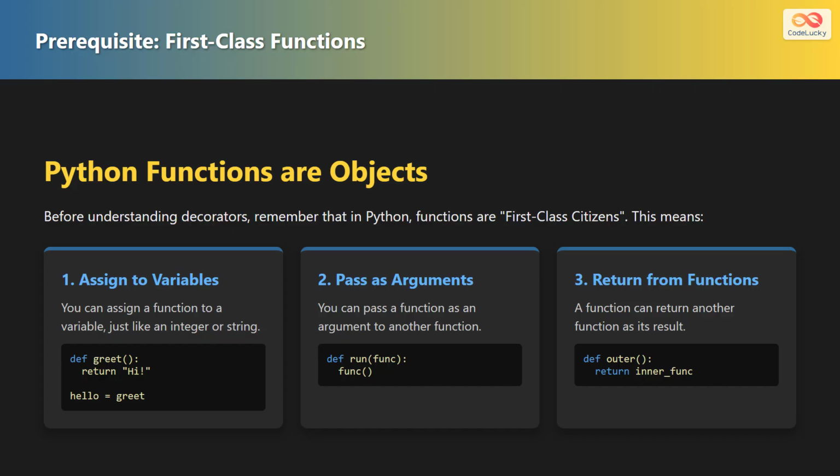Before we dive into the syntax, we need to remember a key concept. Functions in Python are first-class citizens. This simply means you can treat them just like any other variable. You can assign them to variables, pass them as arguments to other functions, and even return them from functions. This flexibility is the foundation of how decorators work.